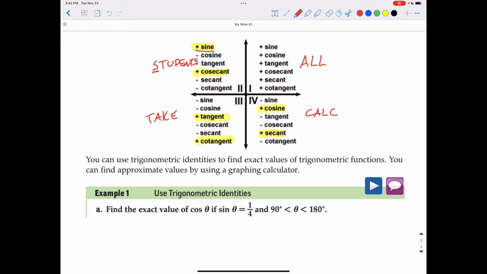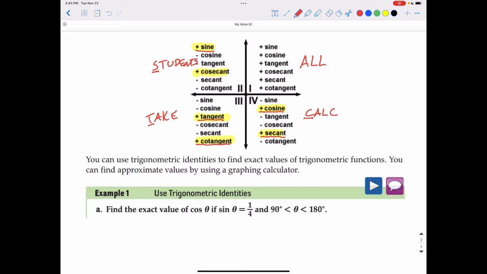in that quadrant. Take, the first letter in the word take is T, so tangent is positive, and its reciprocal function, cotangent, is also positive. And then calc, the first letter in the word calc is C, so cosine is positive, as is its reciprocal function. So that's one common mnemonic.